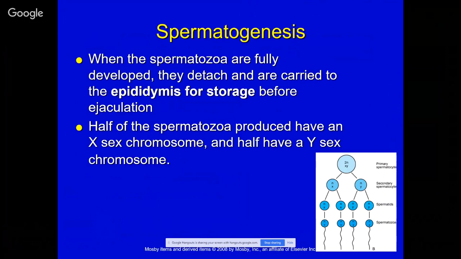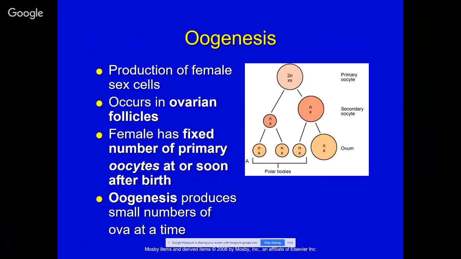Half of the spermatozoa produced have an X sex chromosome, and half have a Y sex chromosome. So you have a 50-50 chance of having a girl or a boy, and you've heard before that the male determines the sex, and that's because they just happen to have the Y opportunities with their spermatozoa.